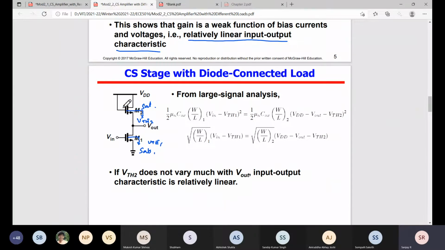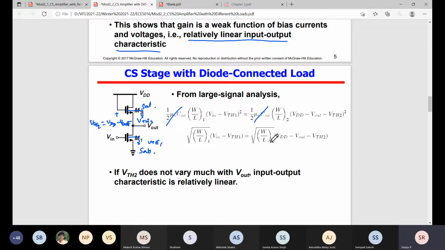So what is the expression for the M2 transistor? It is also in saturation. So half mu n Cox W by L2. What is VGS2? VDD minus Vout. So it is (VDD minus Vout minus VTH2) whole squared. We can cancel off mu n Cox, then take the root, and you will get this expression.